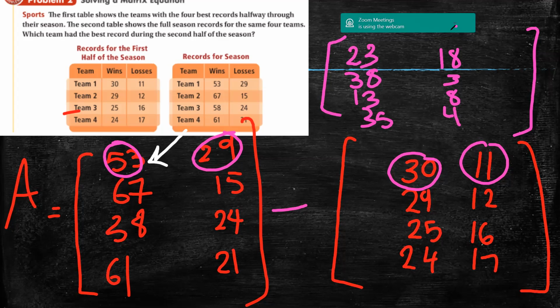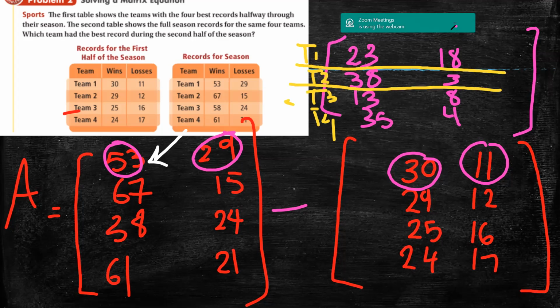Is it clear? Yes, teacher. Now, which team had the best records during the second half? Look here, look at the first row. The first row is for team 1. The second row is for team 2, then team 3 and team 4. Which team has the best records? Team 2. Yes, team 2, the one which has the greatest number of wins will be the best.